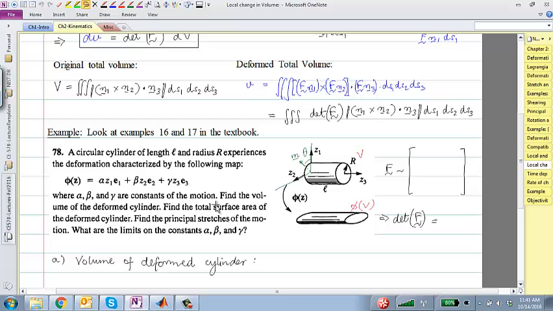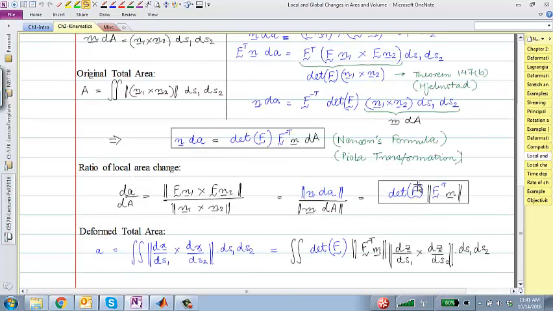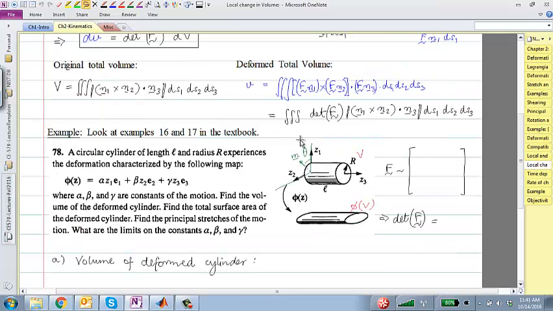So let's go ahead with this problem. For both the volume and the area, we need the determinant of F, right? The determinant of F occurs in the change of area and in the change of volume. So let's first find out what the determinant of F is. And to do that, we need to find F. F was partial of phi, partial of z, which we would easily calculate by taking the partial derivative of this map first with respect to z1, z2, z3. With z1, we get alpha, z2, 0, z3, 0.